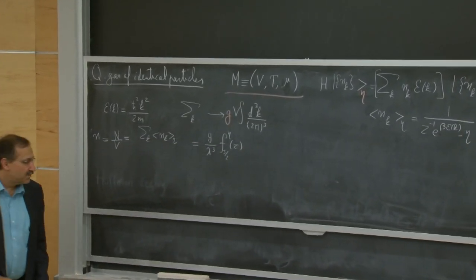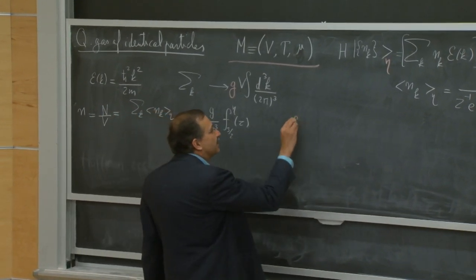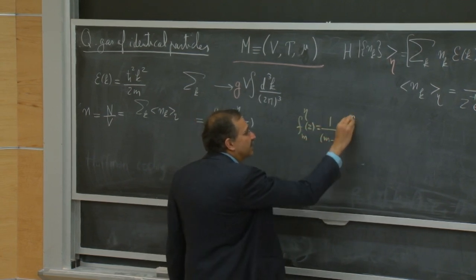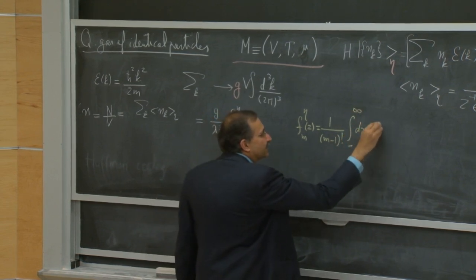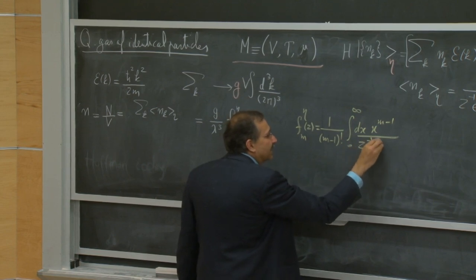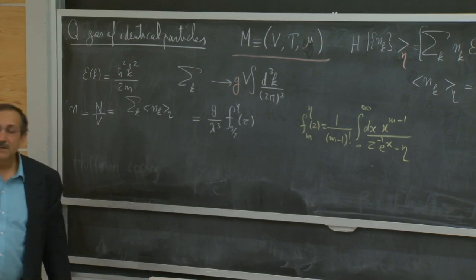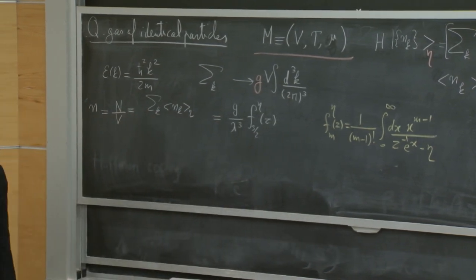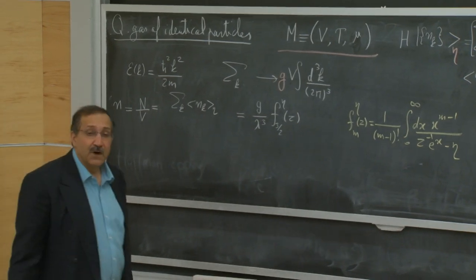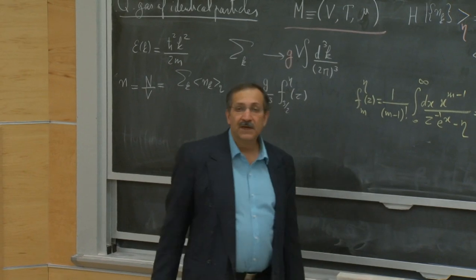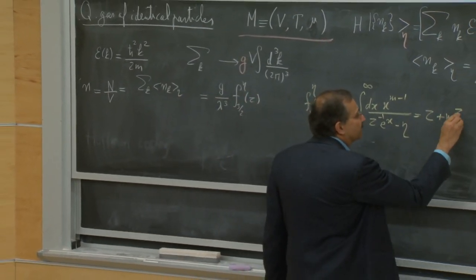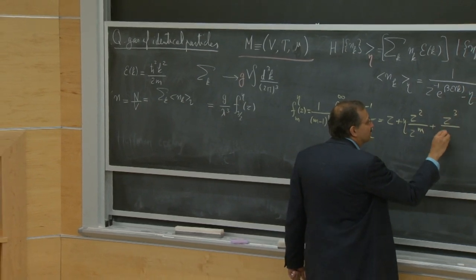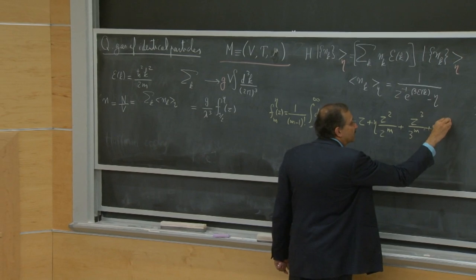And this was a member of a whole class of functions. We defined in general f_m^eta of z to be 1 over (m minus 1) factorial, integral 0 to infinity dx x to the m minus 1, over z inverse e to the x minus eta. So for each m, we have a function of z. In fact, we have two functions depending on whether we are dealing with the fermionic or the bosonic variety. We saw that these functions we could expand for small z as z plus eta z squared over 2 to the m. It's an alternating series for fermions. All terms are positive for bosons. Z cubed over 3 to the m, eta z to the 4 over 4 to the m, and so forth.